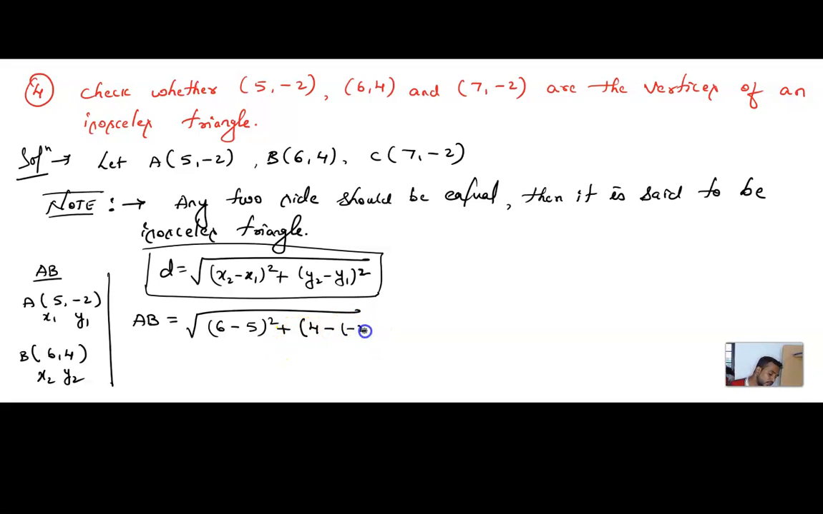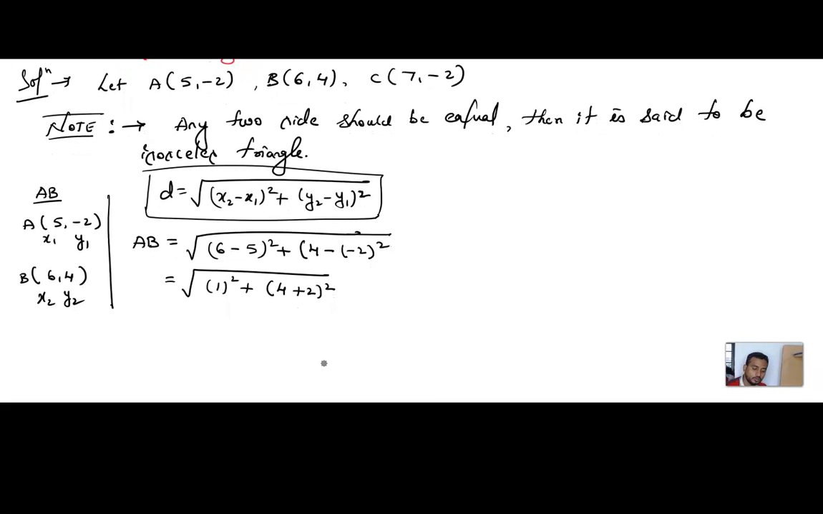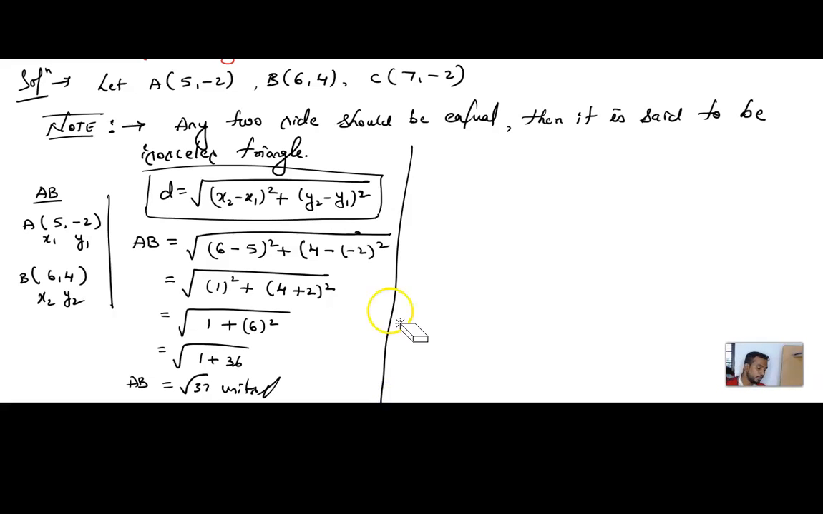One more minus we are getting, so write in bracket (-2) whole square. That is equal to root of (6 minus 5, that is 1) whole square, plus (4 minus into minus plus 2) whole square. Any doubts? Now it is equal to root of 1 square is 1, plus 4 plus 2, that is 6 whole square. So root of 1 plus 6 square is 36, that is root 37 units. So AB is equal to root 37 units. Okay. AB is equal to root 37 units.